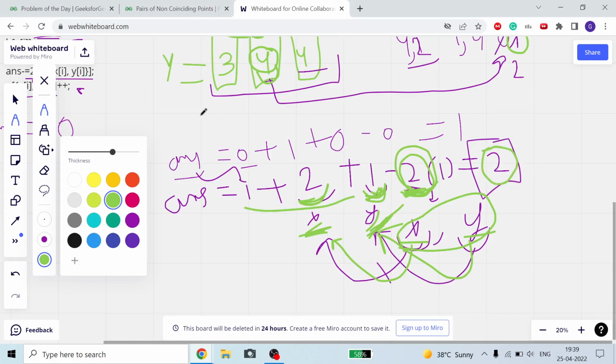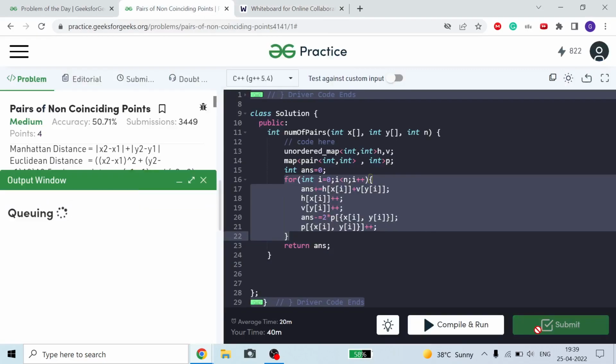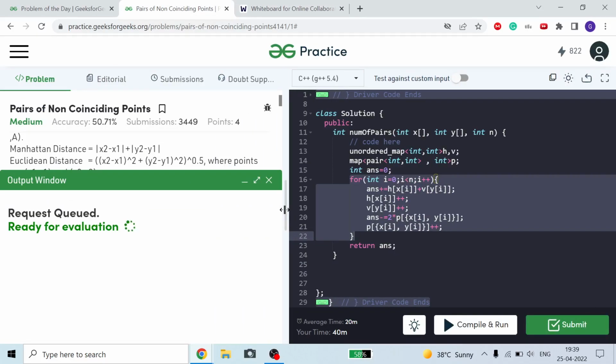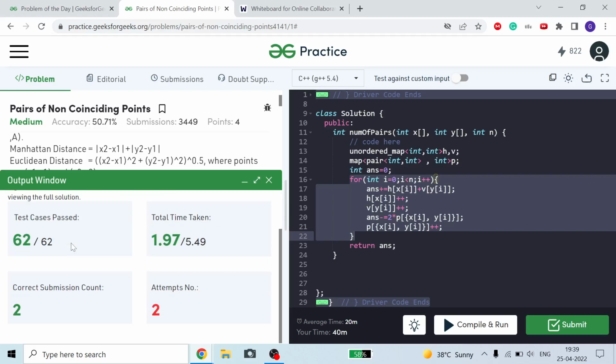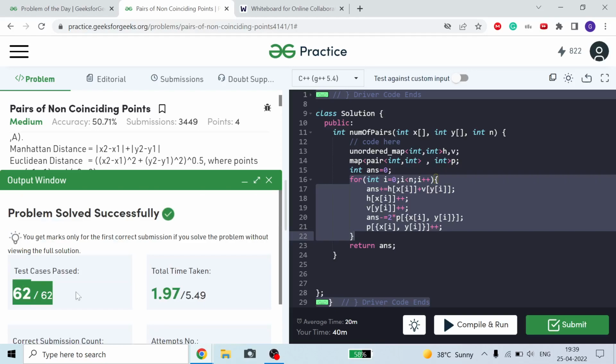You just need to dry run it. If you dry run it once, then you will absolutely get it, because this is a mathematical problem. So I am now submitting it. So guys, you can see all 62 test cases pass.